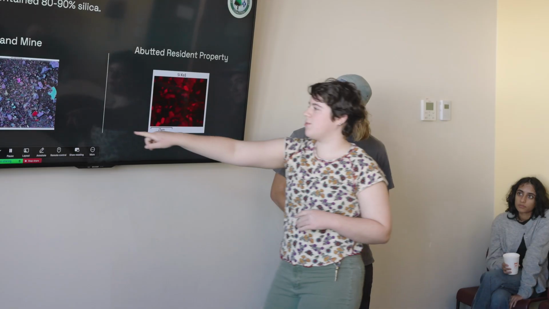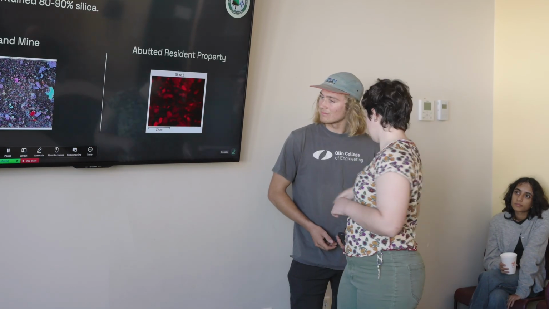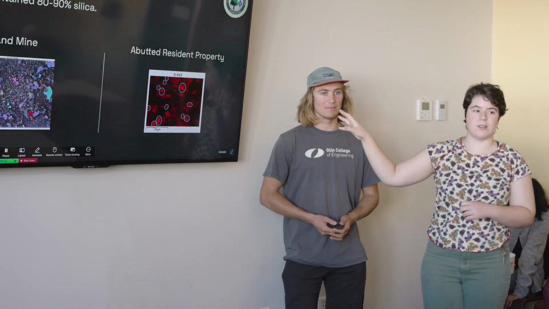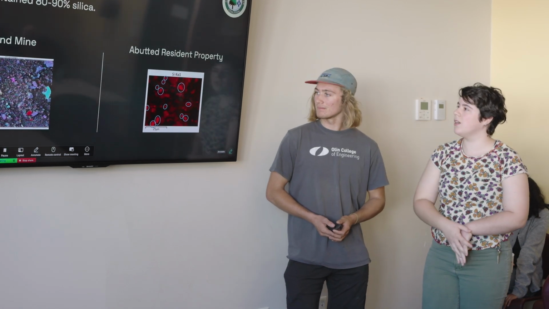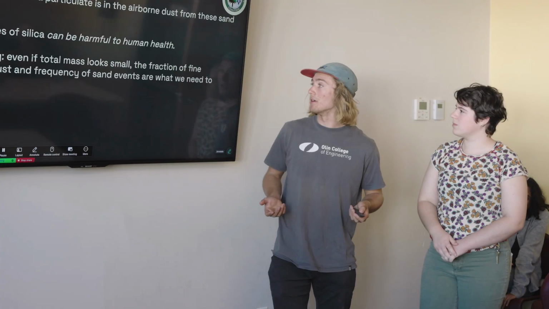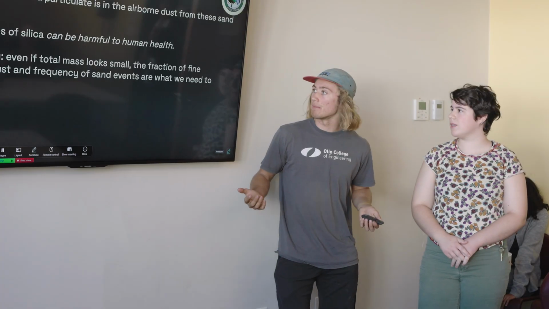So you can see here, this is from the sand mine, the red particulate here, that's silica. And if you push it again, the brightest ones are the silica in this one as well, which we know because this is why the sand is so valuable. But it's the small particulates that get spread to other properties that we're mainly concerned about.